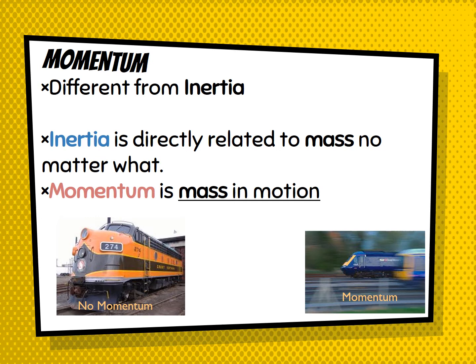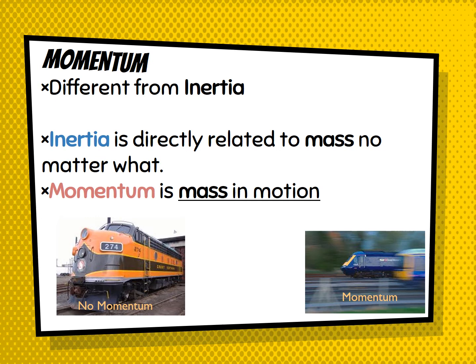Momentum is different from inertia. Inertia is directly related to the mass, no matter what the object is doing. Momentum is the mass in motion, so our object has to be moving for there to be momentum. So for example, I've got two pictures of freight trains. The first freight train on the left, the one that's orange, has no momentum because it's not moving. But it still has a lot of inertia because it has a lot of mass.